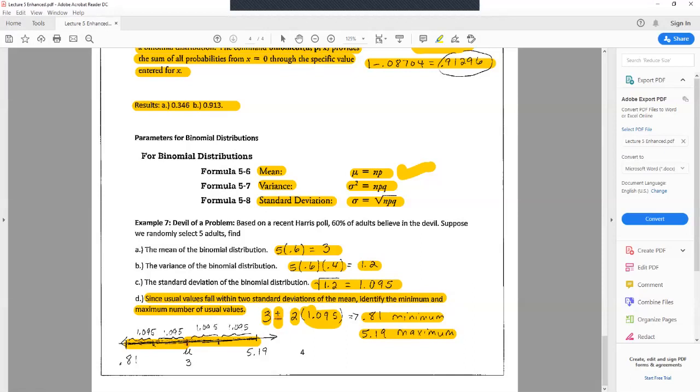So try to become familiar with the concept of adding and subtracting 2 standard deviations from the mean, and that will give you a typical range of, quote, normal responses or acceptable responses. So if you were to survey 5 people and 0 people believe in the devil, something is off there. Maybe you did not randomize your samples.